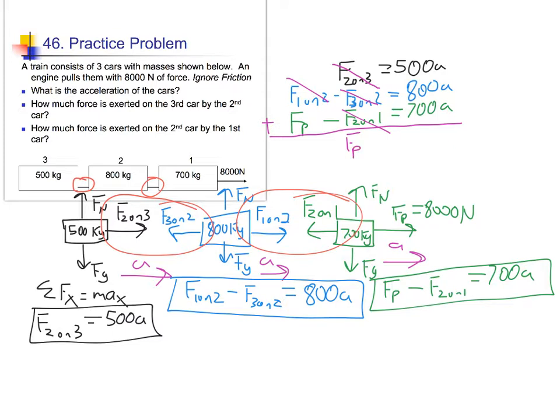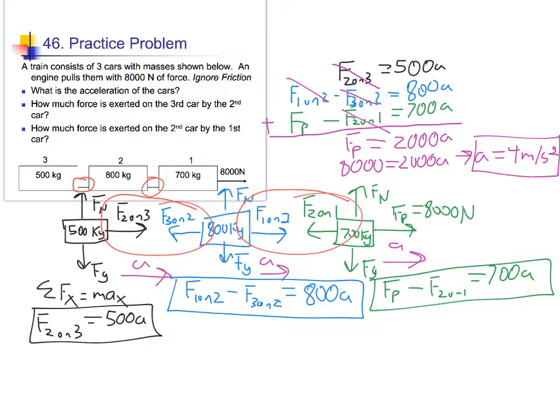And it's going to be equal to 500a plus 800a plus 700a, or 2000a. And so I can plug in for Fp, 8,000 equals 2,000a, and that means that my acceleration is just 4 meters per second squared when I divide both sides by 2,000.